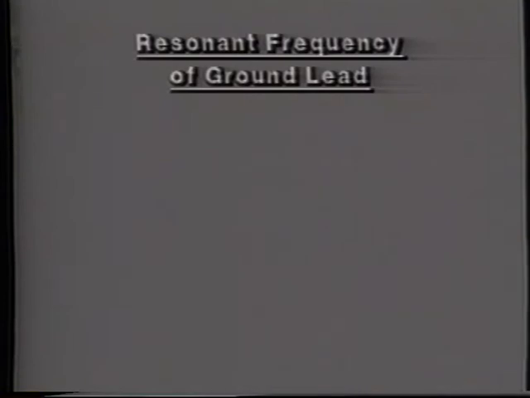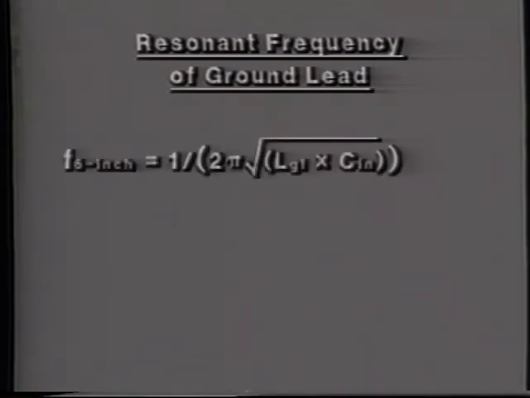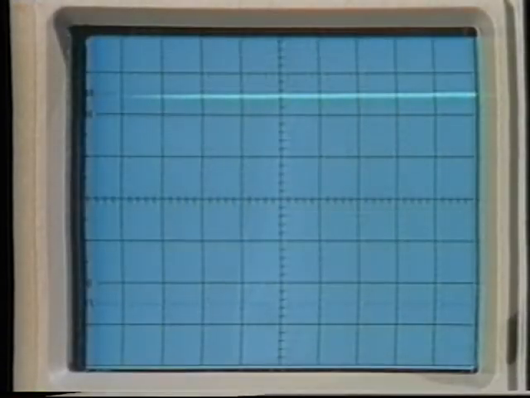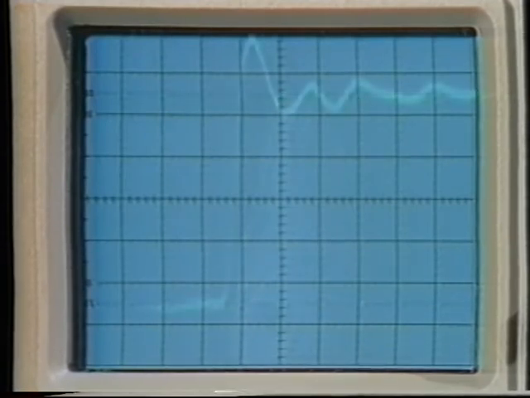We can calculate the resonant frequency of an LC circuit as 1/2π times the square root of the ground lead inductance times the capacitance in of the probe. In this case, the resonant frequency is 140 megahertz. A shorter 3-inch lead will give us some improvement: less inductance and a higher resonant frequency.